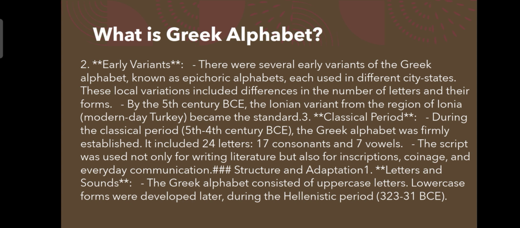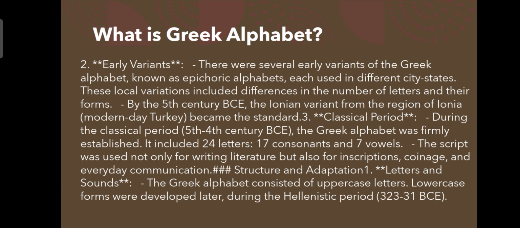city-states. This local variation included differences in the number of letters and their forms. By the 5th century BCE, the Ionian variant from the region of Ionia, modern-day Turkey, became the standard. Classical period. During the classical period, 5th to 4th century BCE, the Greek alphabet was firmly established. It included 24 letters, 17 consonants and 7 vowels. The script was used not only for writing literature but also for inscriptions, coinage, and everyday communication.